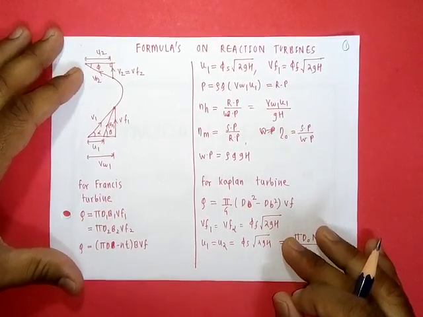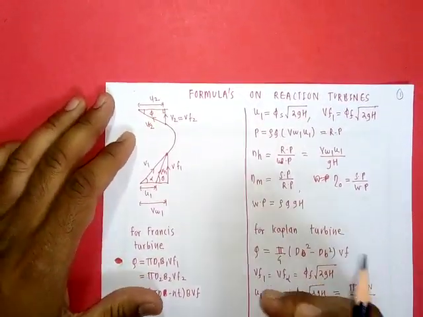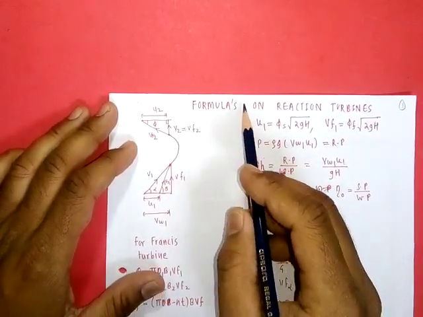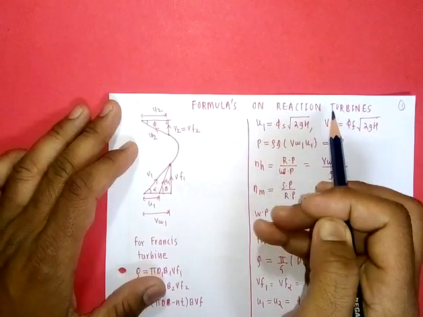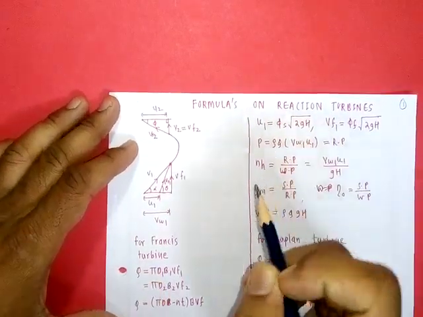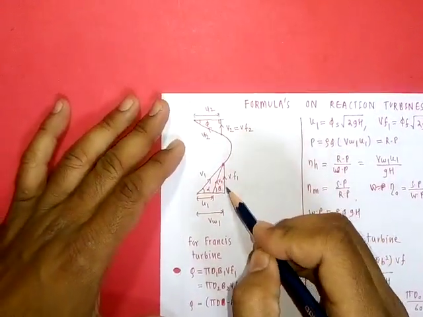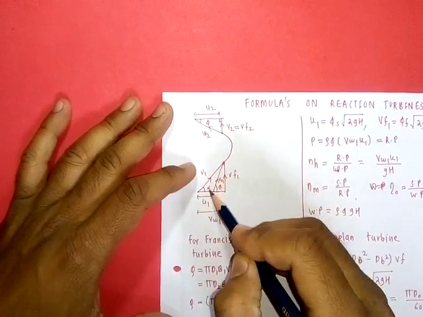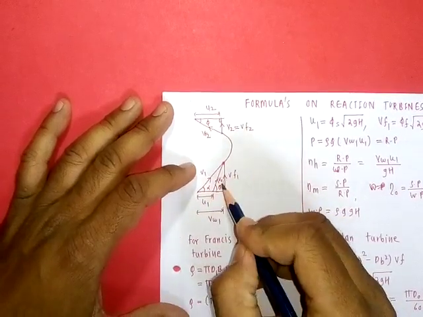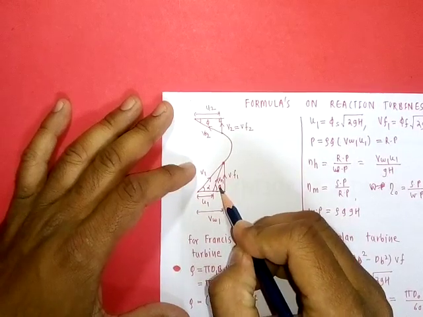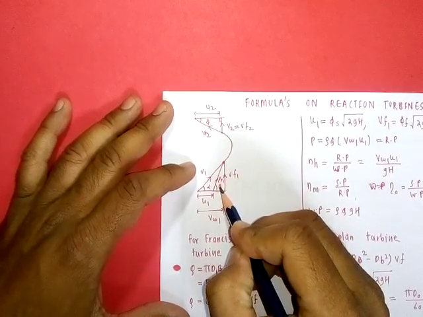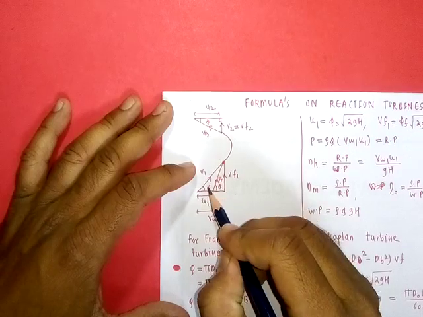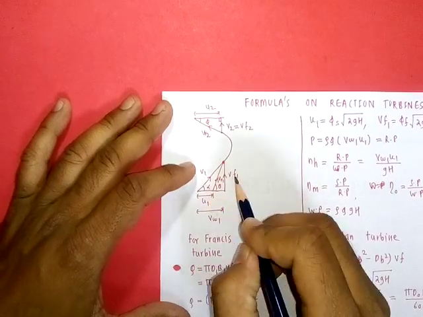So before starting problems, let's see formulas for reaction turbines. This is the velocity diagram. Inlet velocity triangle: absolute velocity is making angle alpha, then relative velocity making angle theta at inlet. This is also called the moving blade angle. Alpha is the guide blade angle.